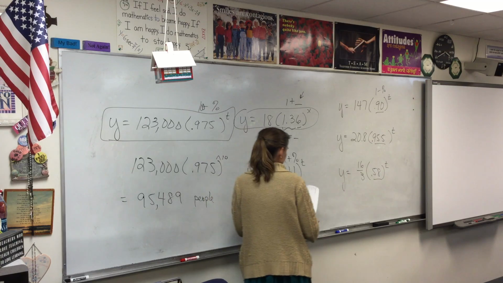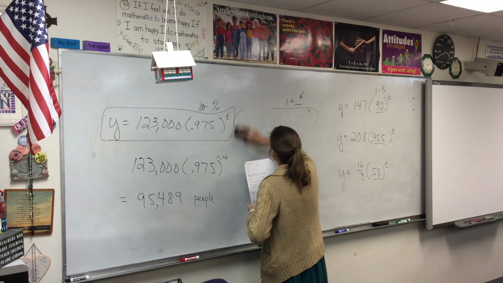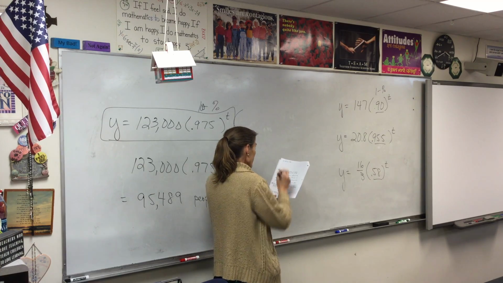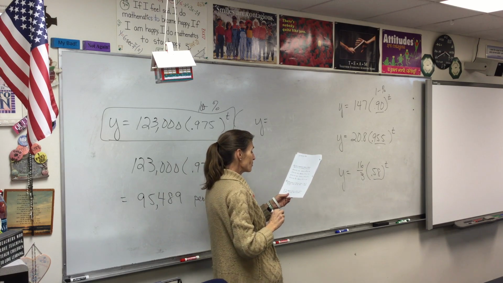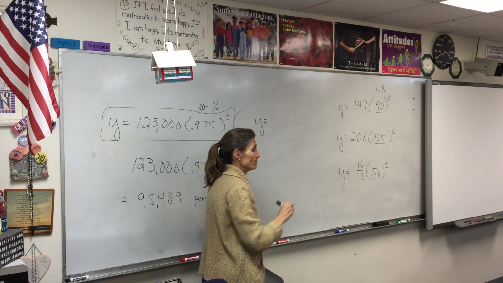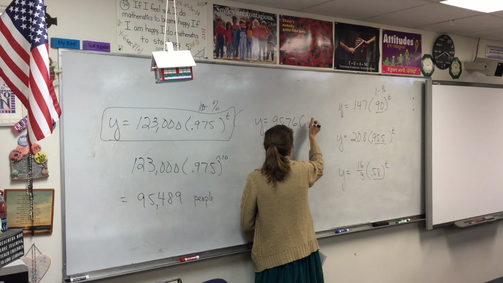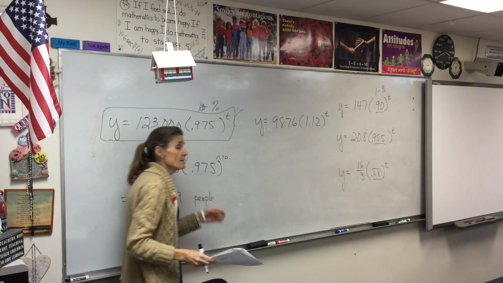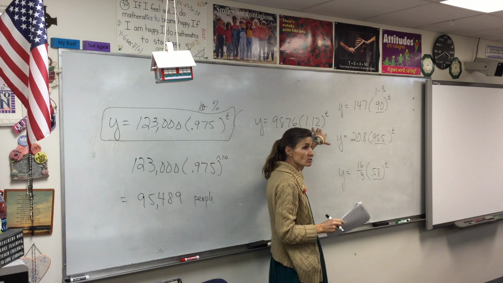Let's try the last one. Here we go. Let's see if we can do it. Can you do it? The population of Trigville was 9876. It increases 12% per year. Set it up for me. Y equals 9876 times 1.12. I'm going to use T for a moment, but yeah. Does everybody understand why we put the 9876 here? And why this is 1.12?